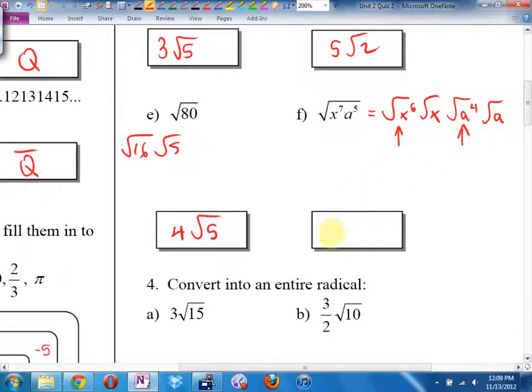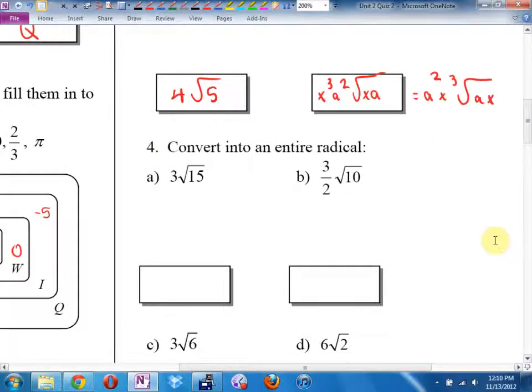The square root of x to the 6th is x cubed. The square root of a to the 4th is a squared. And there's going to be a root x and a left behind, although I would probably write it alphabetically as a squared x cubed root x, just because I'm used to writing them alphabetically, but I'll take whatever. There should be an a squared and an x cubed in front, half mark, and a root xa in the middle, half mark.